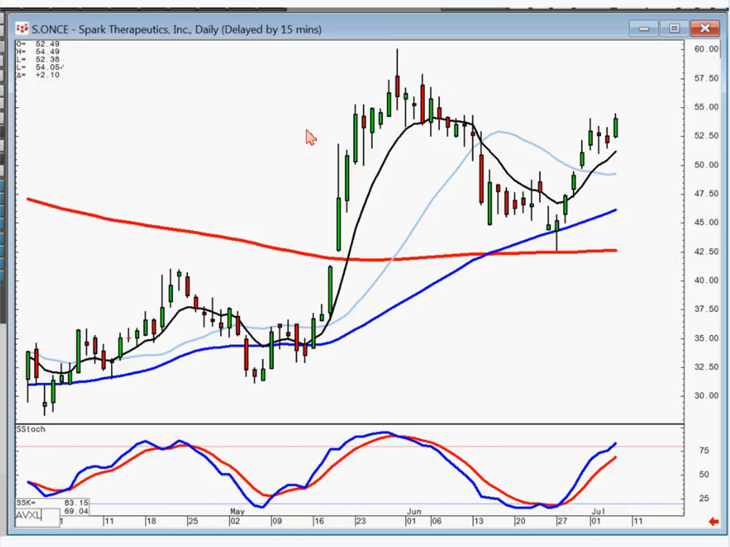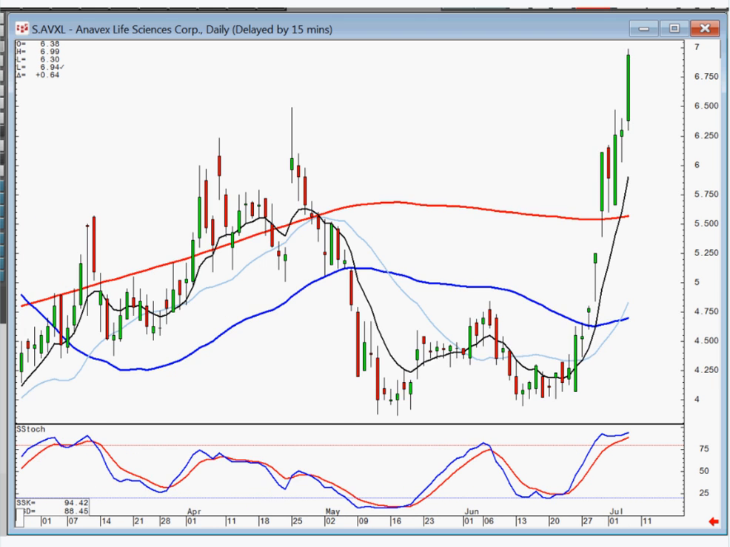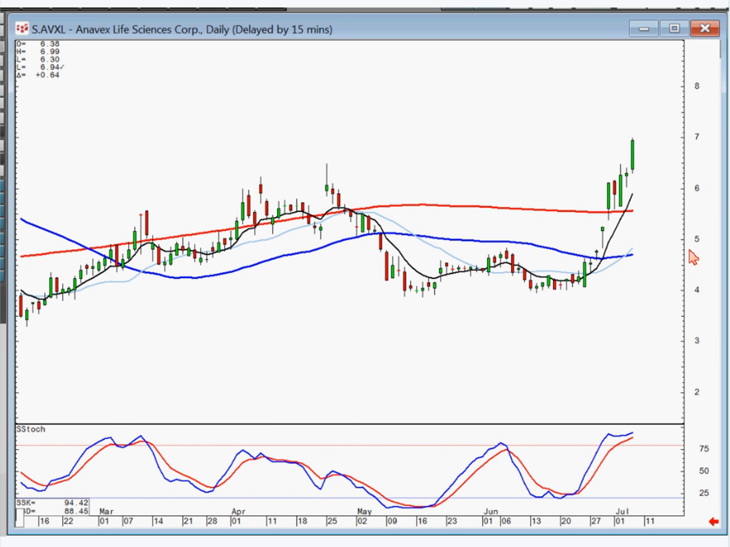Okay, we already did AVXL. That was a breakout of this level. I'd still be looking to buy this one based on here's the first target. Can't draw a straight line. You can right up through the tops here.